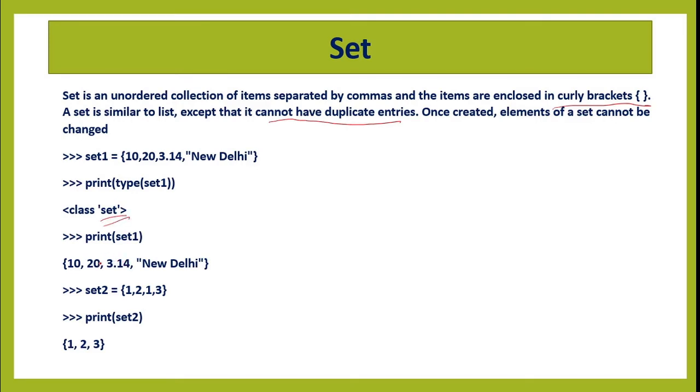Next one, set2 is equal to 1, 2, 1, 3. Then here we type the print command, print of set2, but the output is 1, 2, 3 only, because the set doesn't allow duplicate entries. So 1 occurs 2 times. Okay, so it automatically removes the duplicate entries. So the output is 1, 2, 3.